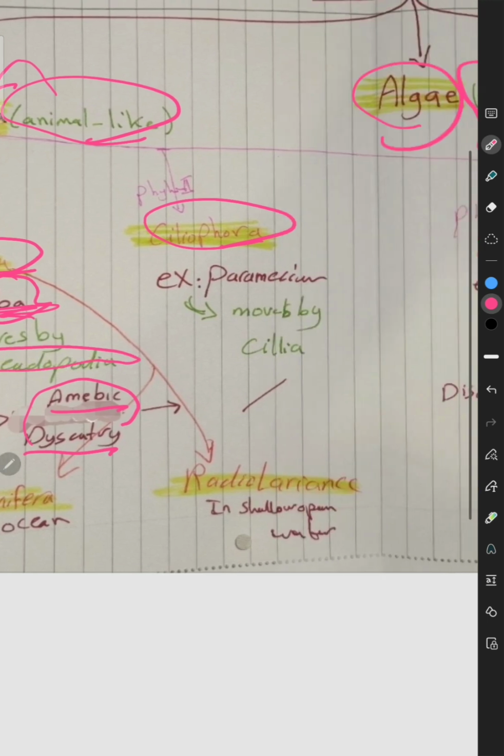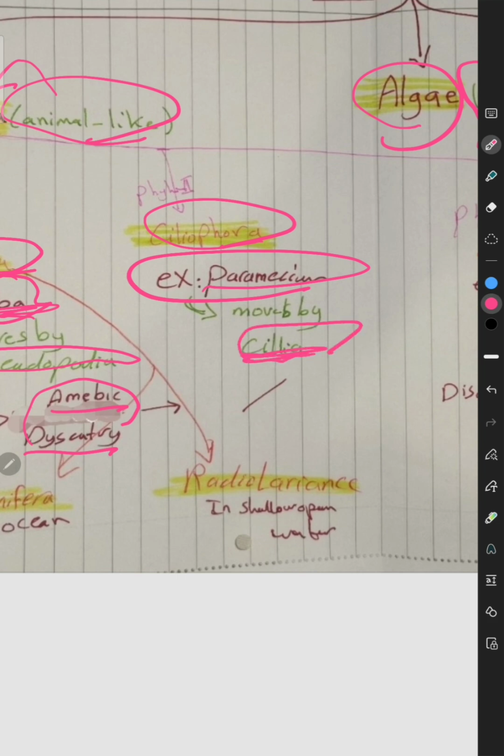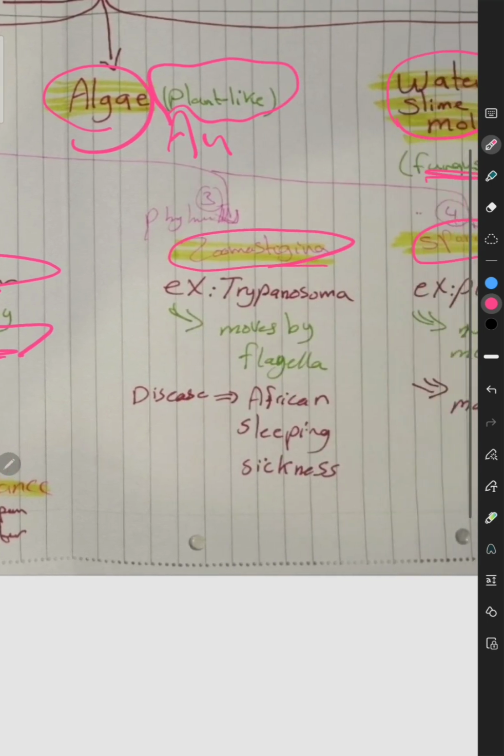The second phylum, Ciliophora, has the example Paramecium, and it moves by means of cilia. As we said before, it's Ciliophora, so it moves by cilia, and an example of it is Paramecium.